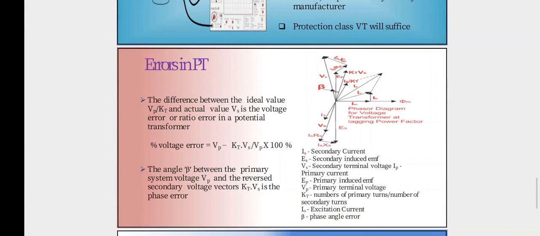Then there is error in the PT. The difference between the ideal value and the actual value is the voltage error or ratio error in the potential transformer. The percentage error is equal to (Vp minus KT Vs) divided by Vp, into 100, where Vp is the primary voltage, Vs is the secondary voltage, and KT is the constant multiplied with Vs. KT is the number of primary turns over the number of secondary turns. So based on this equation, we can calculate the error in the PT.